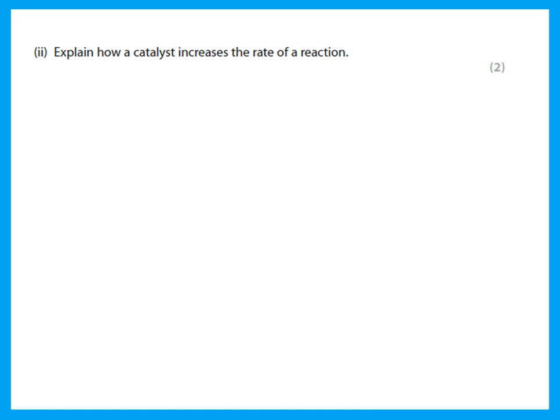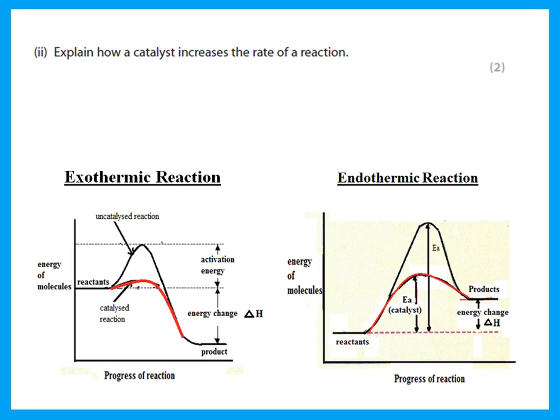Explain how a catalyst increases the rate of a reaction. What does a catalyst do? You should remember that for any reaction, for example, exothermic and endothermic, you have a certain energy of activation or activation energy. Where is the activation energy? It's the difference in energy between the reactants and the top of that hill there. Okay? So the higher the activation energy, the more difficult the reaction is.